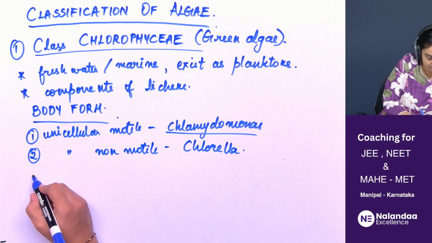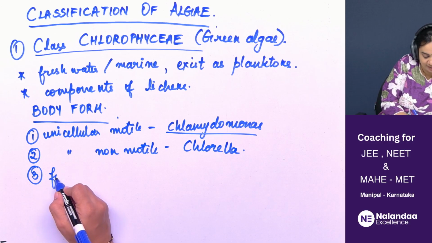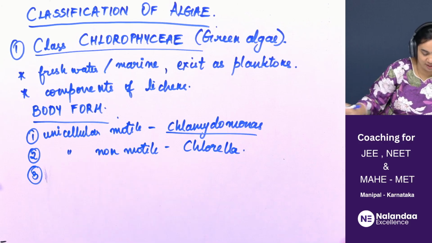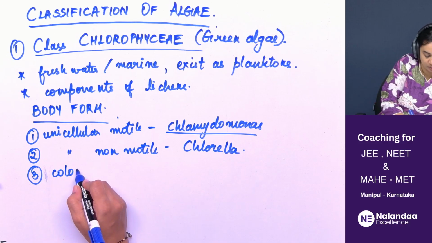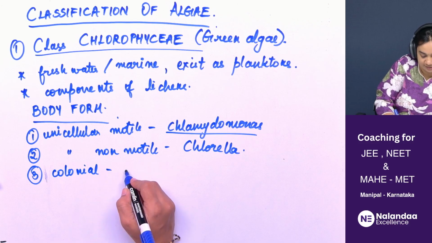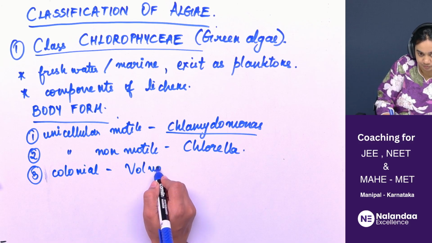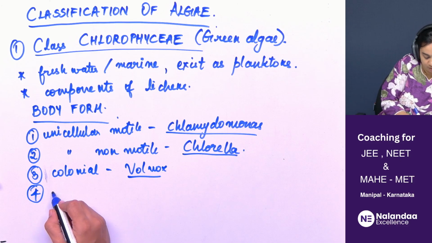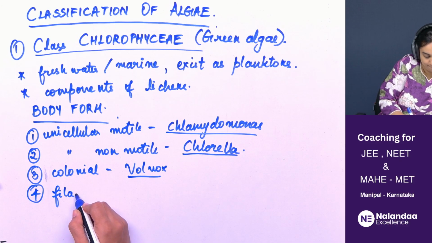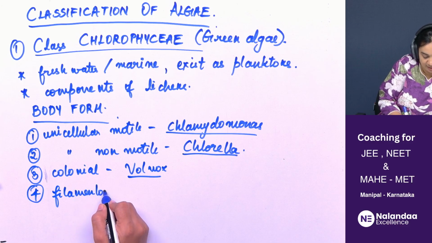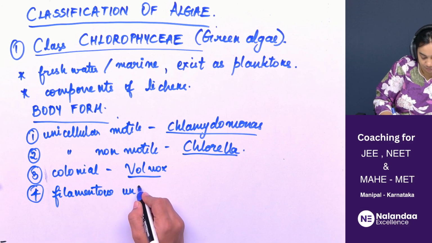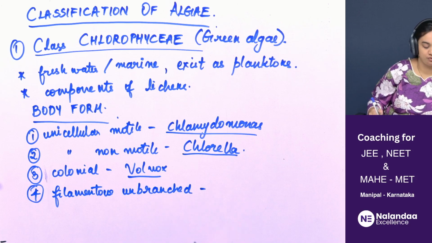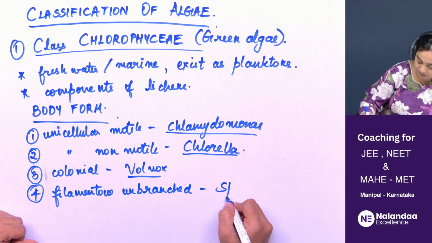Now next is number 3, filamentous. Before that, colonial, that also we have studied. The example, Volvox. And number 4, filamentous unbranched. Filamentous unbranched form, example, Spirogyra.